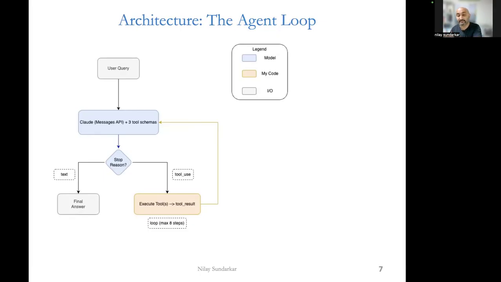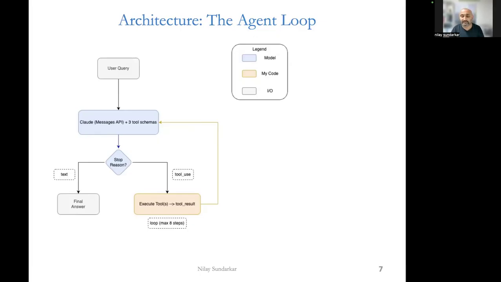Then my code executes the requested tool, packages the result back as a tool result block, and the loop continues. Claude sees the result, decides if it needs another tool or if it can answer, and the cycle repeats. Capped at 8 iterations, that's a safety net. If the model gets stuck in a loop, we just exit after eight iterations of the loop.